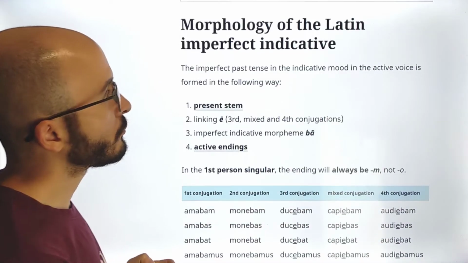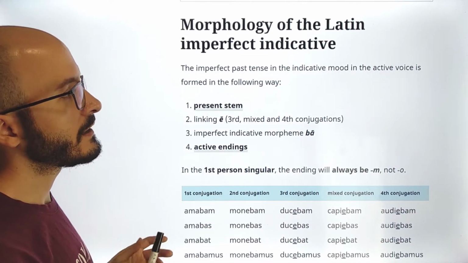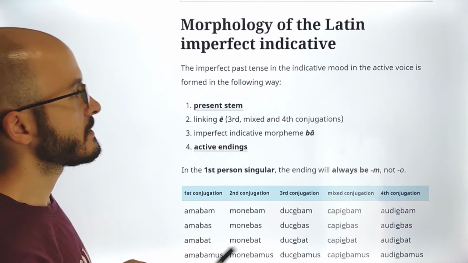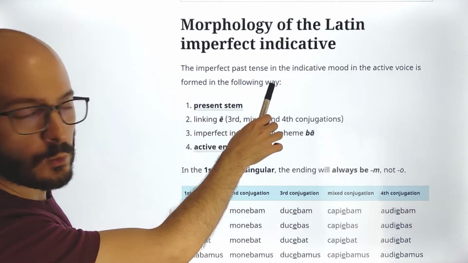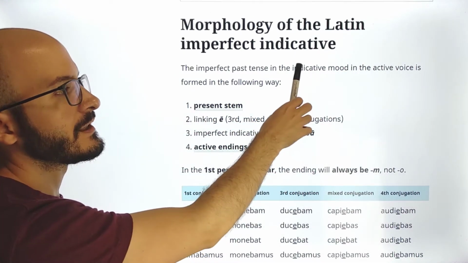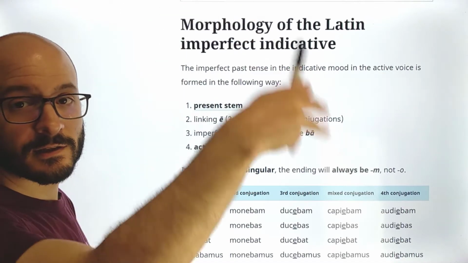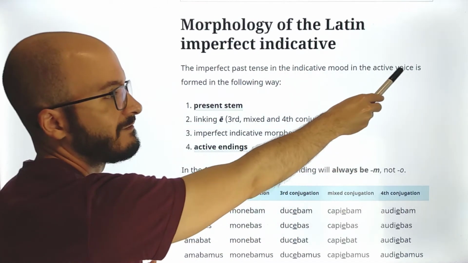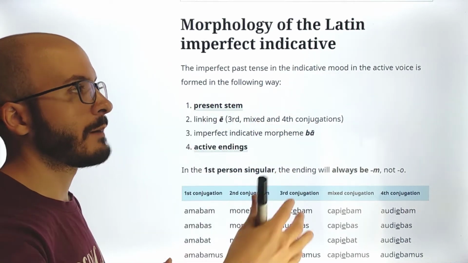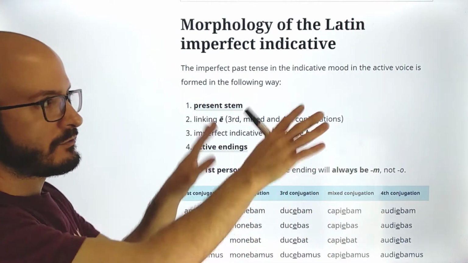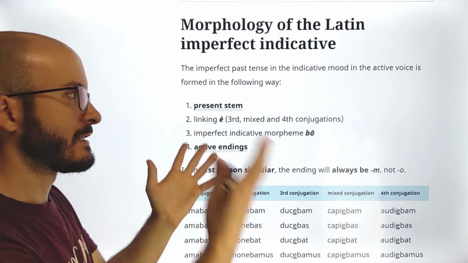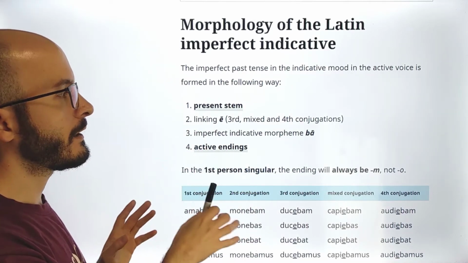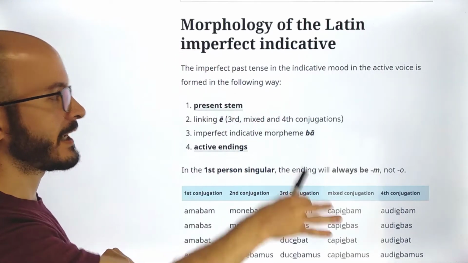So first, the morphology of the Latin imperfect in the indicative mood in the active voice is formed in the following way. Of course, I'm talking about the indicative mood because much later in the course we are going to talk about the subjunctive, and the active voice because we are also going to talk about the passive voice, etc. But for now, indicative, active. Okay, so how do we make up this tense?